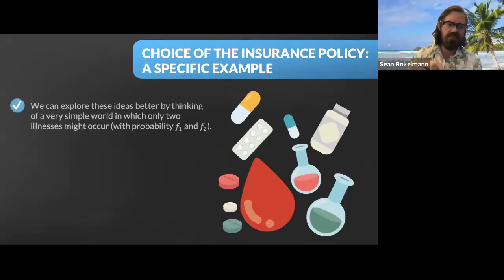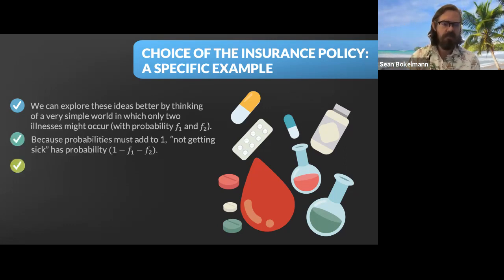All right, so let's look at this again in another hypothetical simple world. This time there are two possible illnesses, so a little bit more complex than the previous good state, bad state model we were looking at. Now there are two bad states and a good state. The good state is not getting sick, and that has a probability of 1 minus F1 minus F2, if these two illnesses occur with probabilities F1 and F2.